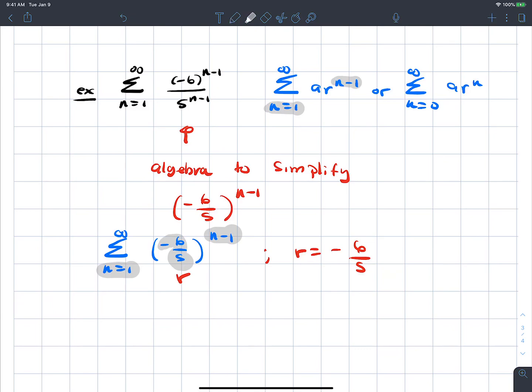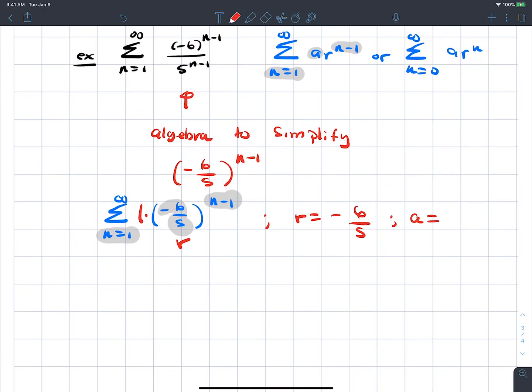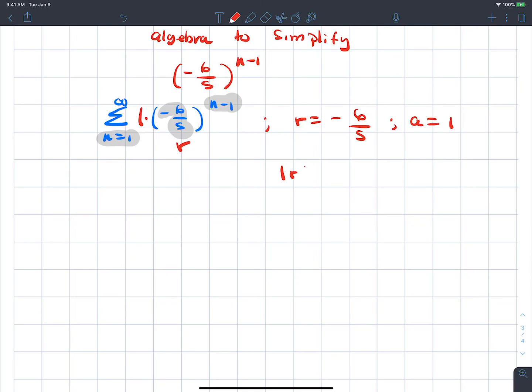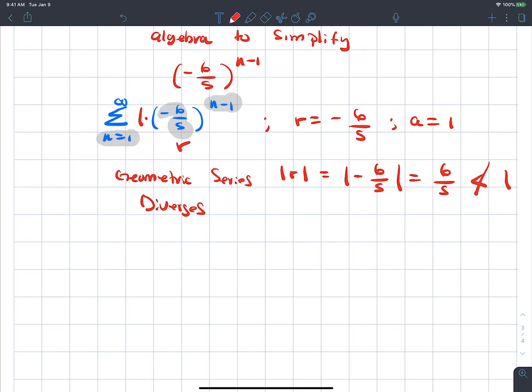But you then say, well, what is the a value? Well, there's nothing there. Put a 1. So we can say here a is 1. Now, this is what this looks like as a geometric series. And this is kind of nice because you say, well, the absolute value of r here is the absolute value of negative 6 over 5, which is 6 over 5, and that is not smaller than 1. So this is a geometric series, but it diverges. Okay, so there is no finite sum for this geometric series.